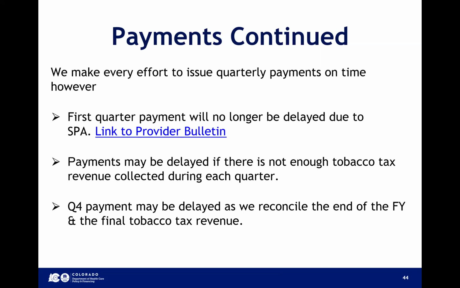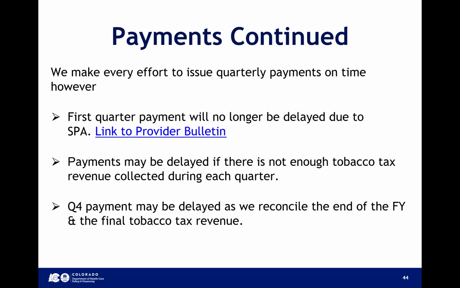I have good news on the first quarter payment. We have been late issuing that payment for the past 2 years while we waited for the approval of the SPA. That is not going to be a problem anymore. You will not see that first quarter payment delayed due to the SPA. We have added a little bit of verbiage that we will be posting the provider's tentative award amounts to the provider bulletin. And so I have a link here to the provider bulletin. But that first quarter payment will not be delayed due to the SPA.